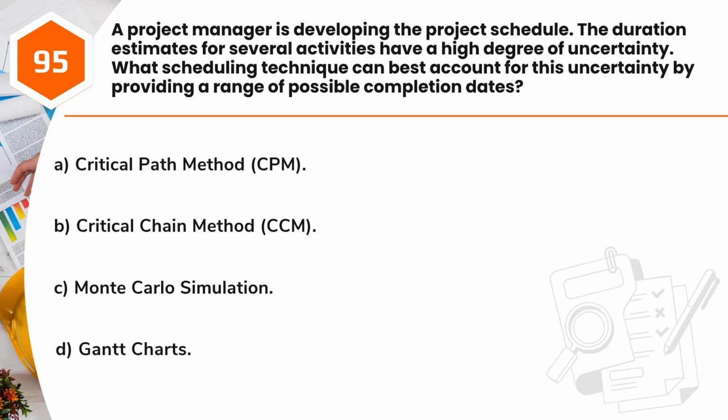Question 95. A project manager is developing the project schedule. The duration estimates for several activities have a high degree of uncertainty. What scheduling technique can best account for this uncertainty by providing a range of possible completion dates? A. Critical Path Method, CPM. B. Critical Chain Method, CCM. C. Monte Carlo Simulation. D. Gantt charts.